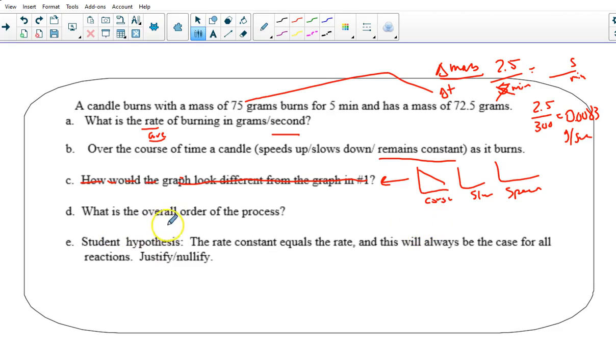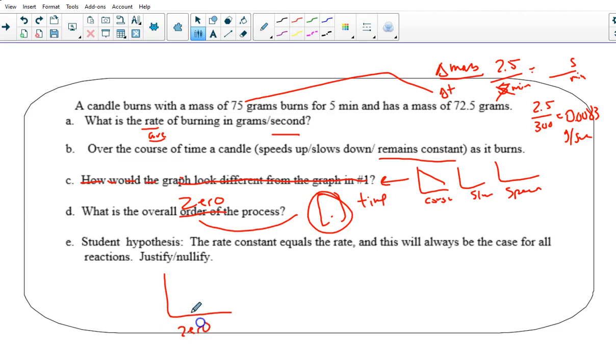But what is the overall order for this process? Because the concentration does not affect the rate, we call this a zero order. If you're not familiar with that yet, eventually you will be. Student hypothesis: the rate constant equals the rate. The rate constant for a zero order reaction is the actual slope of this graph. In this video we're not talking about rate constants, but it's in and around our area. But for other chemical reactions, is this always the case? The answer is no, actually not.